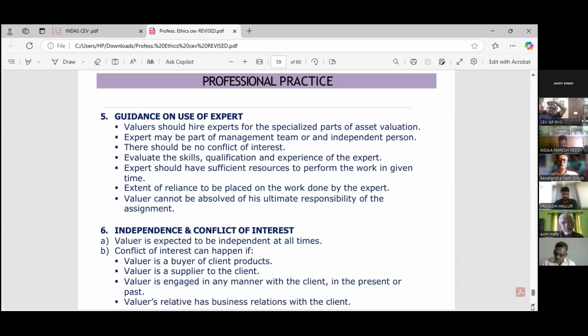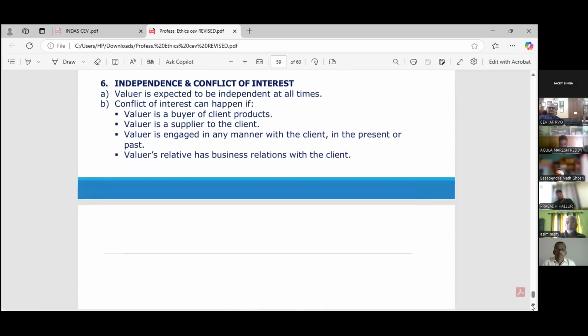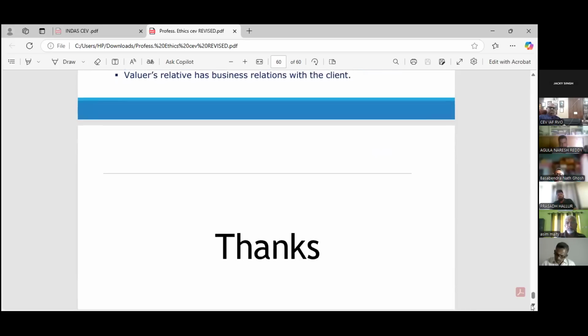Independence and conflict of interest. The valuer is expected to be independent at all times. When does conflict of interest arise? Conflict arises when the valuer is a buyer of the client's product, when the valuer is a supplier of the client, when the valuer is engaged in any manner with the client, present or past, or when the valuer's relative has a business relationship with the client. This much you have to remember for scoring 3 marks.